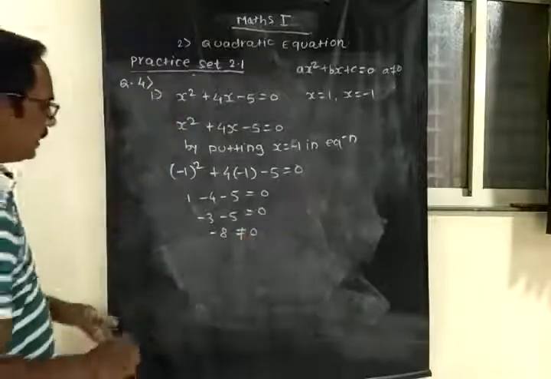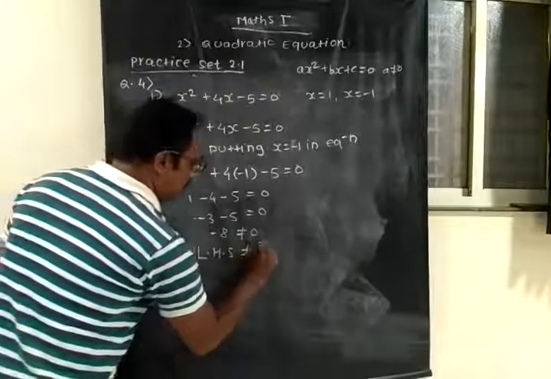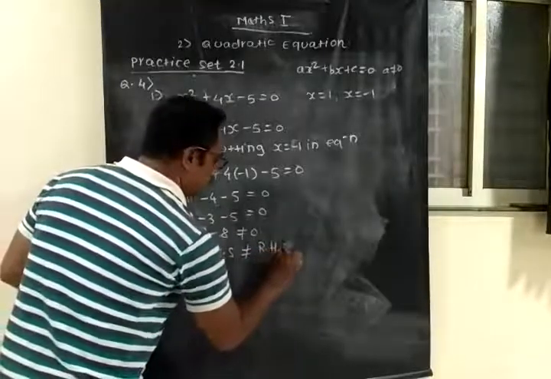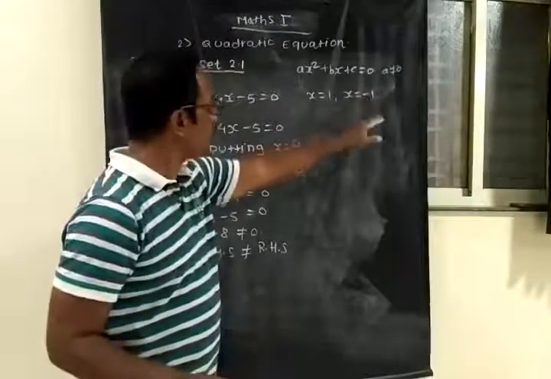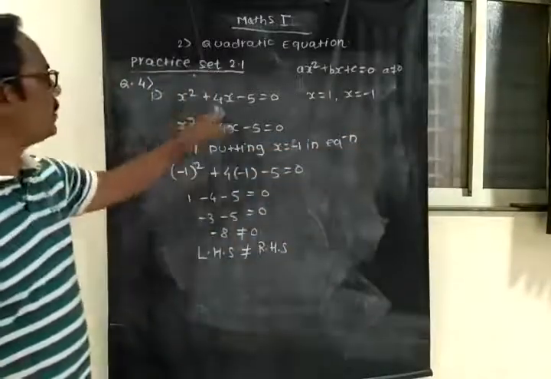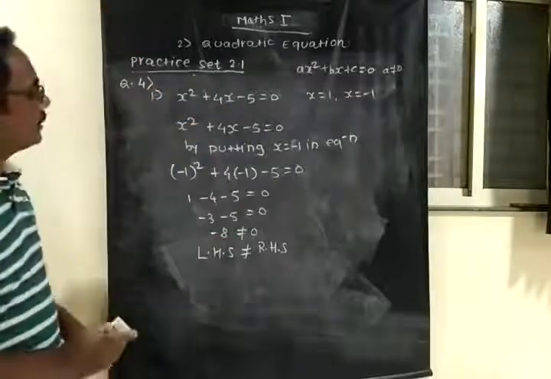So here we can say that the left hand side is not equal to the right hand side. So x is equal to -1 is not a root of x square plus 4x minus 5 is equal to 0. Now I'll take the next example.